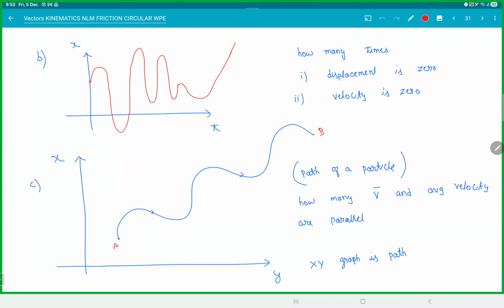There. xt graph. How many times is displacement zero? How many times is velocity zero? Third thing is an xy graph. It's not a graph, xy is a path. How many times do velocity and average velocity become parallel? So this curve is there. This is the path of a particle, starting from A, ending at B. How many times do the instantaneous velocity and average velocity become parallel?